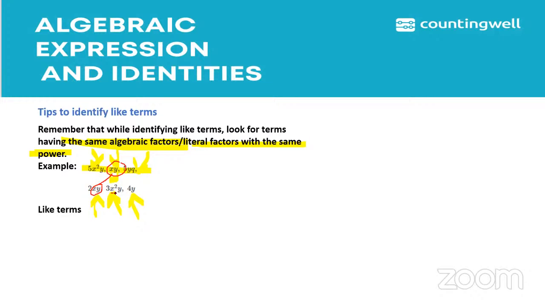Similarly, here we have x to the power 2. Here also we have x to the power 2. And here we have y to the power 1. So these two are like terms. And these two are not like terms. Except these two, the pairs are 2xy and 3y, 5x square y and 3x square y. So the advantage is you can only add the like terms and not the unlike terms.